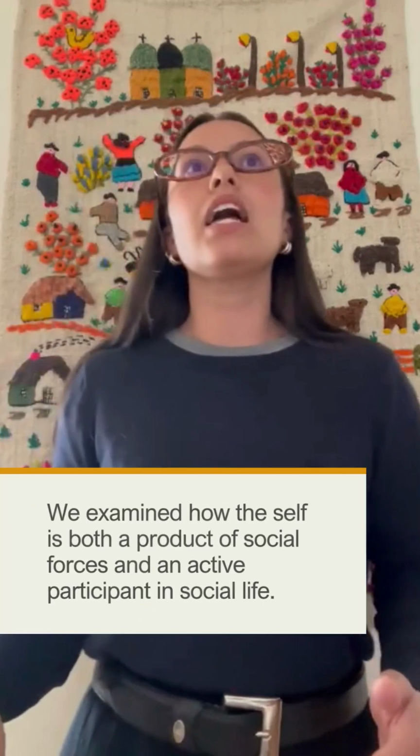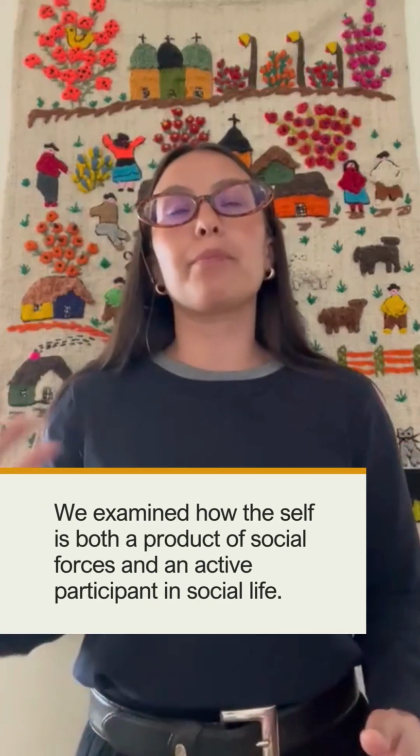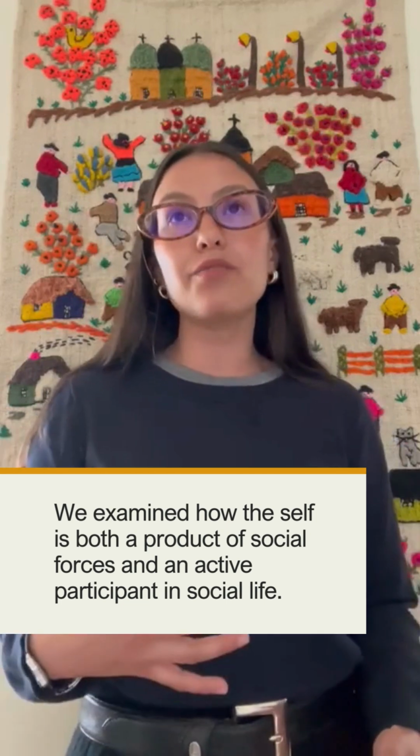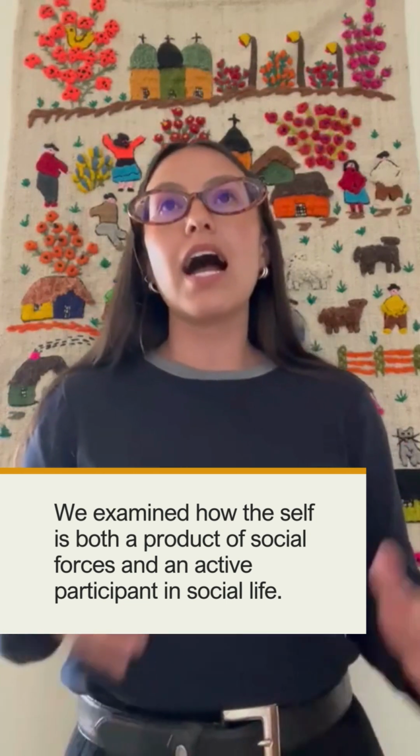So, the class that I taught. Last semester, I had the pleasure to teach Self and Society, a course that centers two big sociological questions. First, how am I as a social being shaped by society? And two, how do I, in turn, help shape society? We examine how the self is both a product of social forces and an active participant in social life. I had 12 students and we met twice a week.